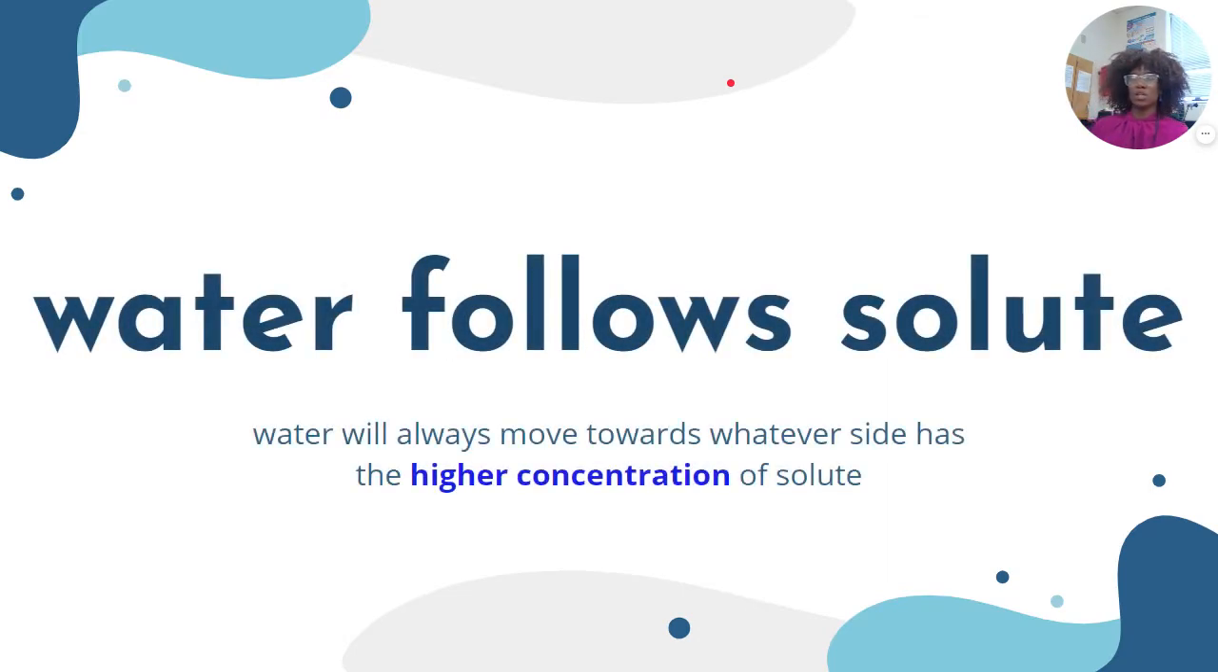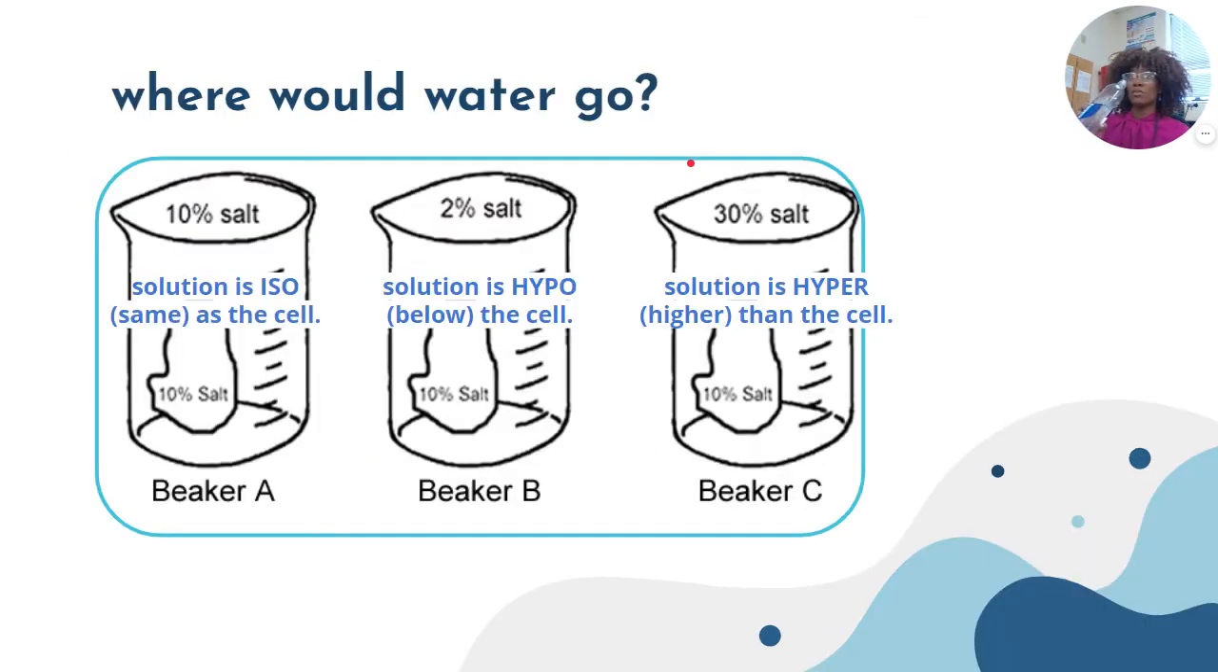Water follows solutes. Remember that, please. Water will always move towards whatever side has the higher concentration of solutes. So what we just did was we determined what the solution was. Was it iso, hyper, or hypo? Now we need to determine where is water going to flow. In the cell, out of the cell, or both in and out in dynamic equilibrium.